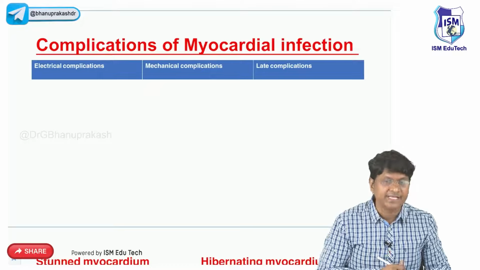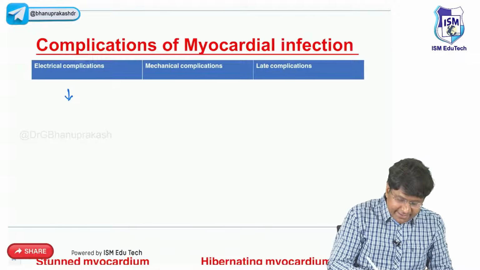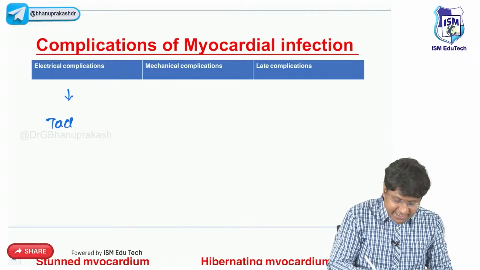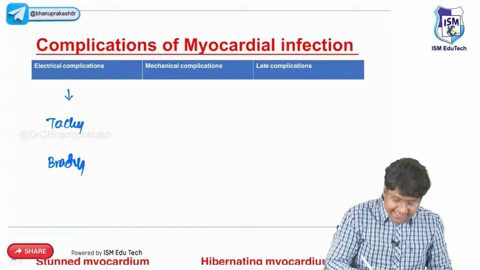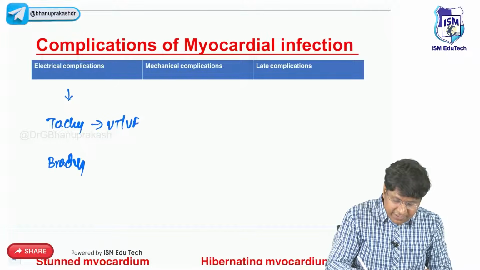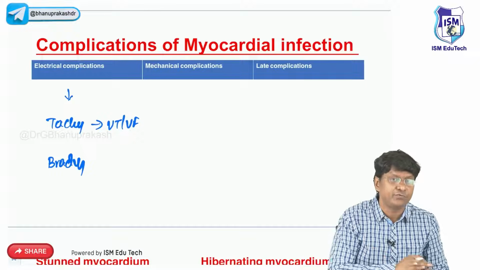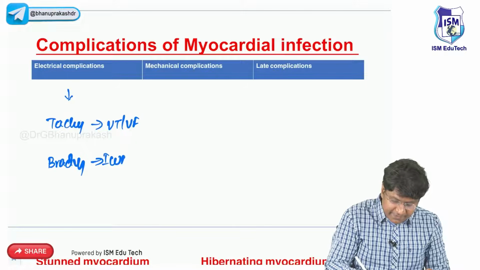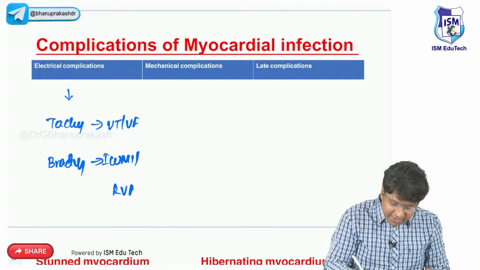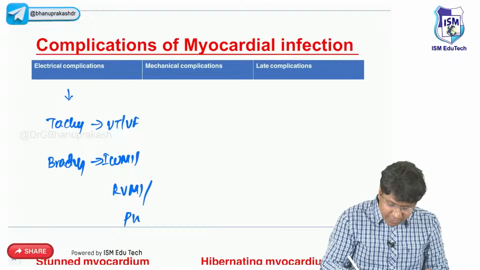Then what are the complications in myocardial infarction? The electrical complication, either there can be tachyarrhythmias or there can be development of bradyarrhythmias. Tachyarrhythmias include VT or VF, which are very common within 24 to 48 hours of development of MI. And bradyarrhythmias are very common in patients with inferior wall MI or right ventricular MI or posterior wall MI.